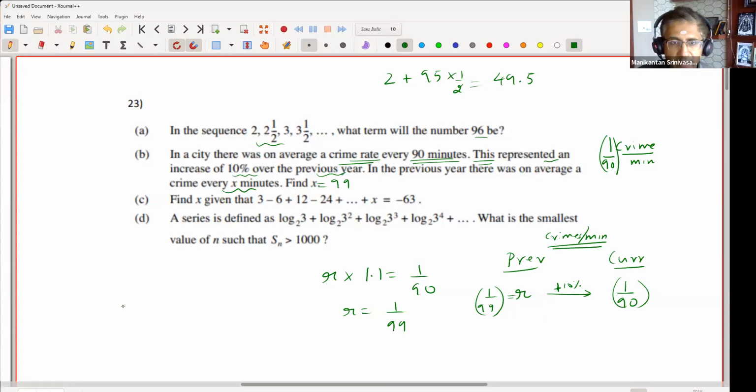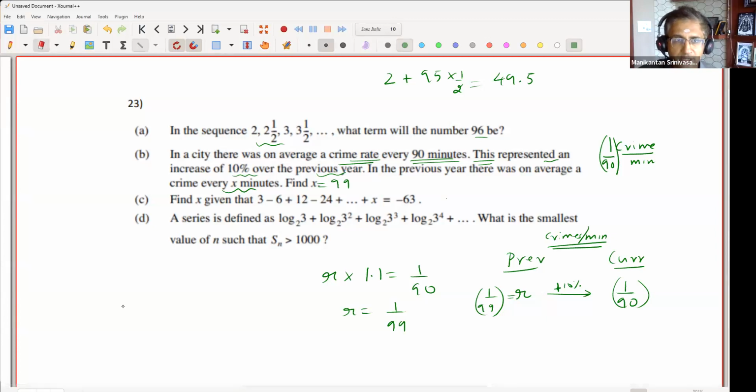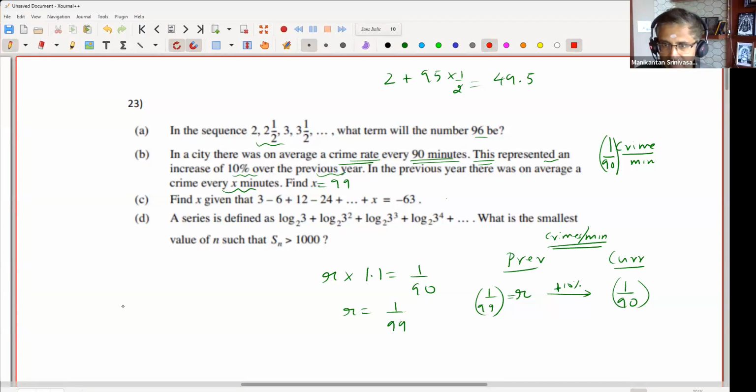Given, find X given 3 minus 6 plus 12 minus... This is just a geometric progression sum. So geometric progression, the sum till n terms is a times r power n minus 1 by r minus 1. Or you can say a times 1 minus r power n upon 1 minus r. Both are equivalent. Typically, in this case, r is numerically bigger than 1, right? So I try to keep r power n minus 1.